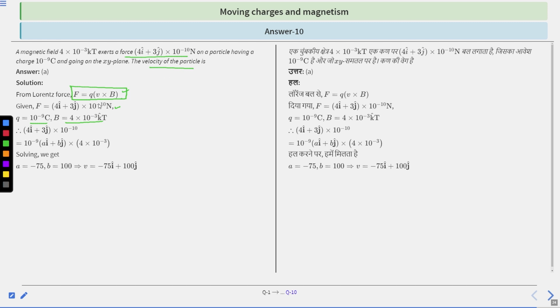So after putting all the given terms in the formula, you will get 10 raised to the power minus 10 equals 10 raised to the power minus 9 (A I cap plus B J cap) into 4 into 10 raised to the power minus 3. So solving this, we get A is equal to minus 75, B is equal to 100. So V is equal to minus 75 I cap plus 100 J cap. Clear? So this is the velocity of the particle.